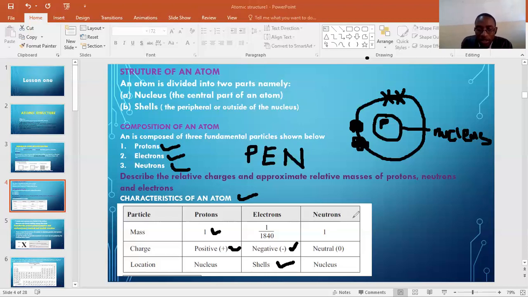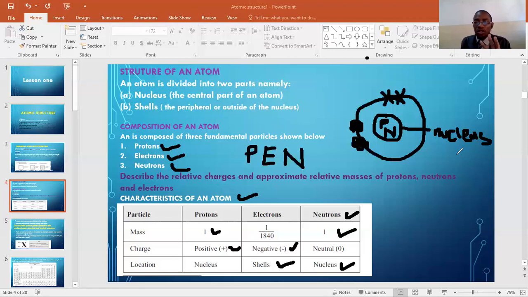Let's go to the third fundamental particle, which is neutrons. The neutrons have the same mass as the protons, which is 1. What about their charge? A neutron is just neutral or 0. It doesn't have a charge. So naturally it's neutral. Where do you find it? You find it inside the nucleus, meaning that in the nucleus you find 2 particles. You find the proton and you find the neutron. Then what is orbiting, what is moving around the nucleus? That is where you find electrons.